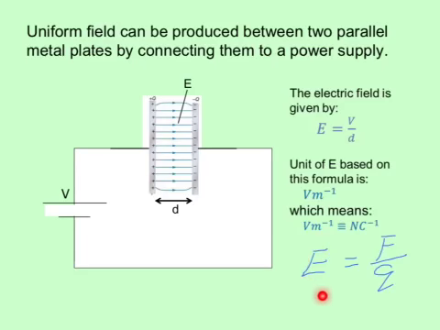Now, based on the formula we already looked at, the unit of E is Newton per Coulomb. So these two units are equivalent to each other.